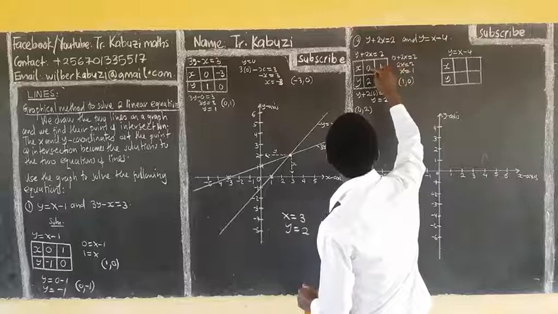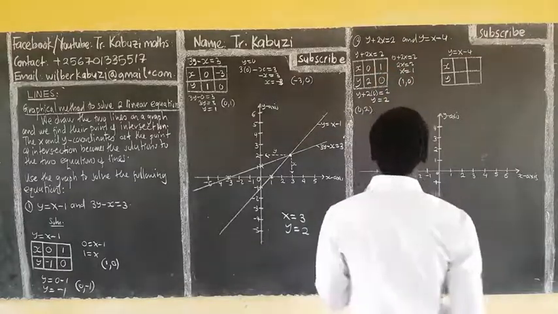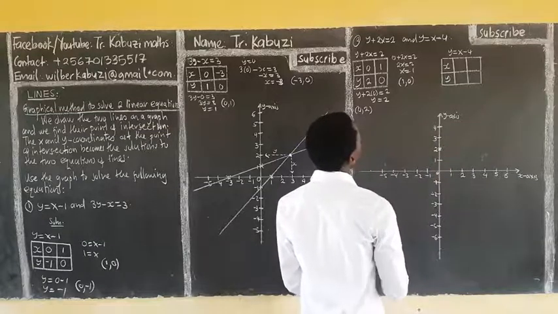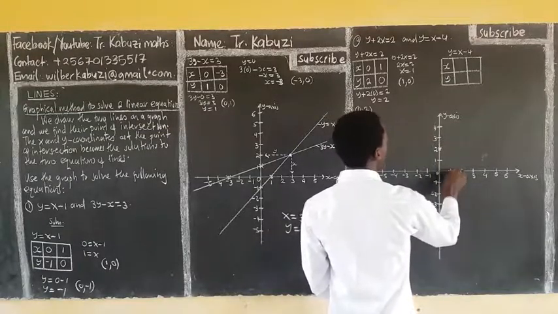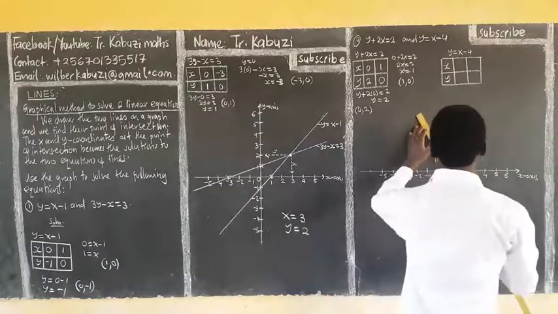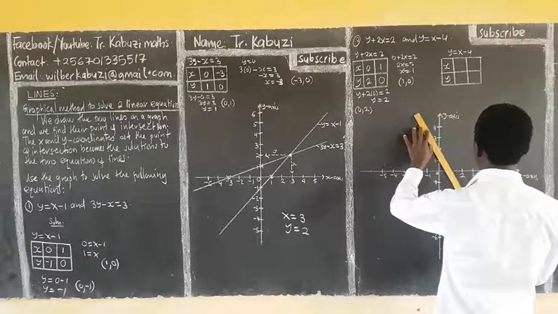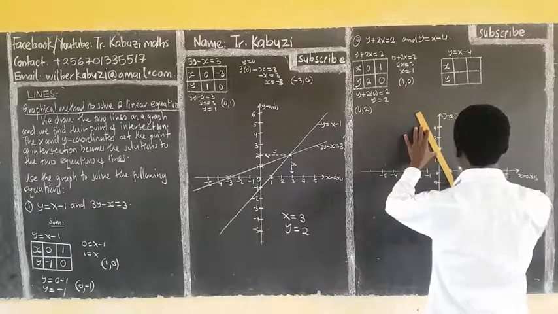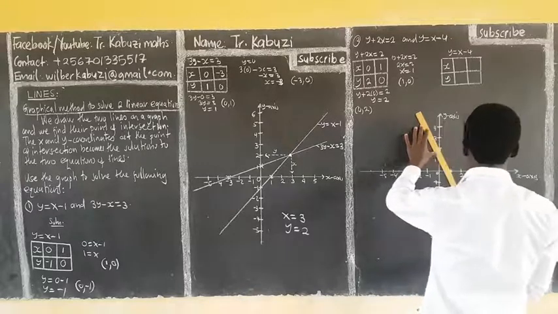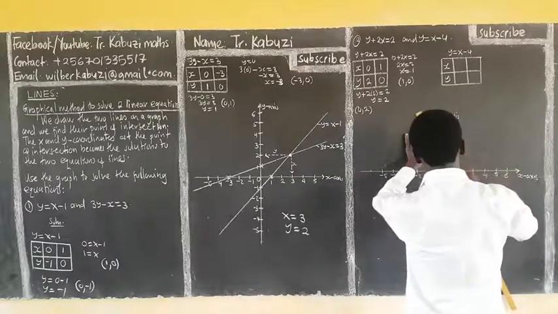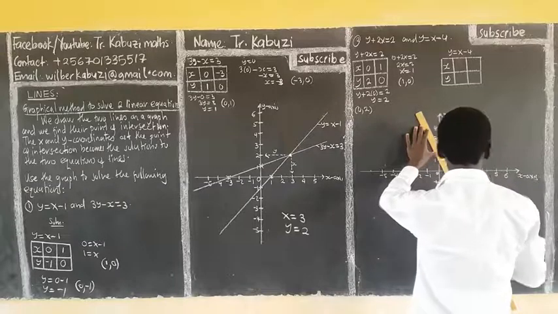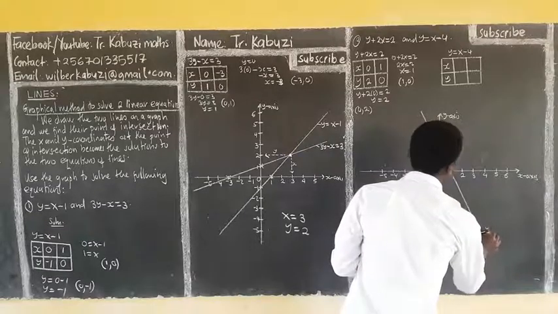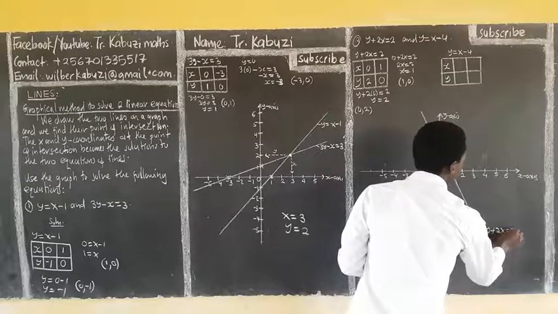Read x, y, x, y. So you come and plot the point 0, 2. 0, 2 is here. Then also 1, 0. 1, 0 is there. Then you join these 2 points, this point to this point. If I join it, that's what I'm getting. And after that, I name this line y plus 2x equals 2.